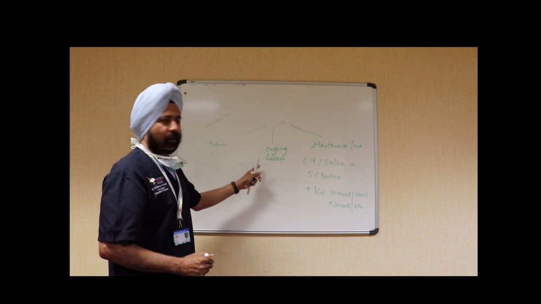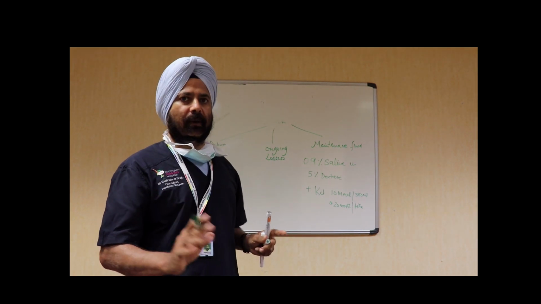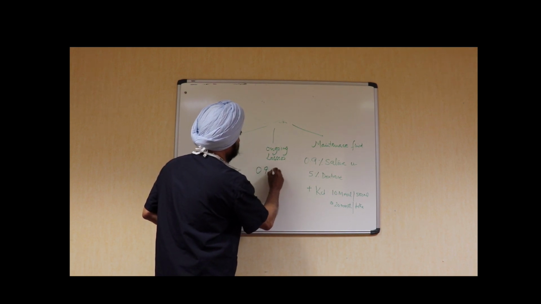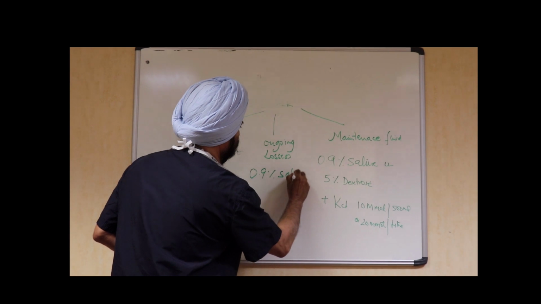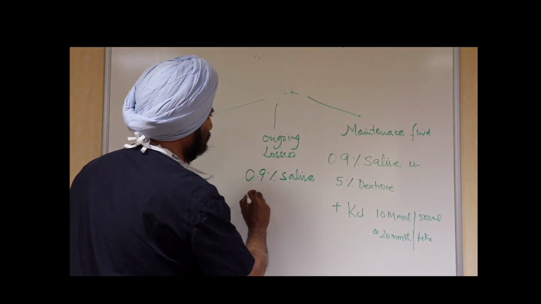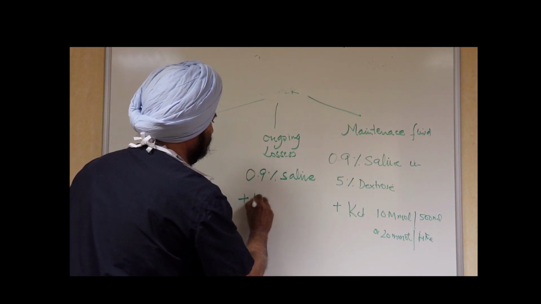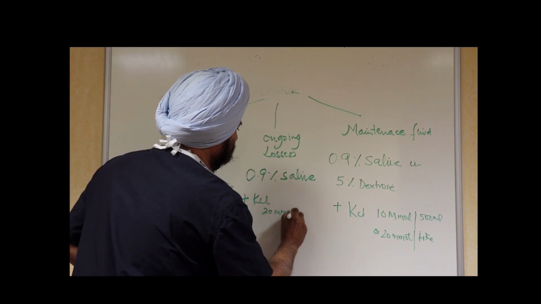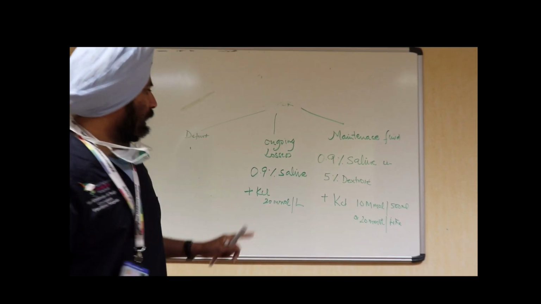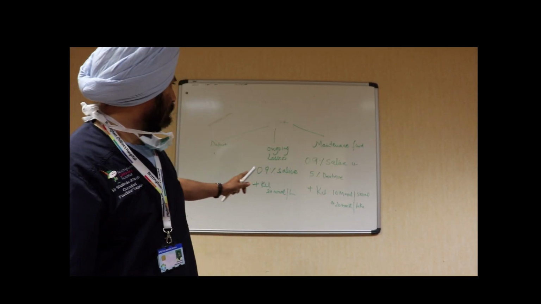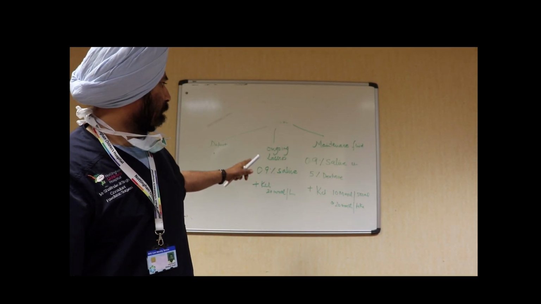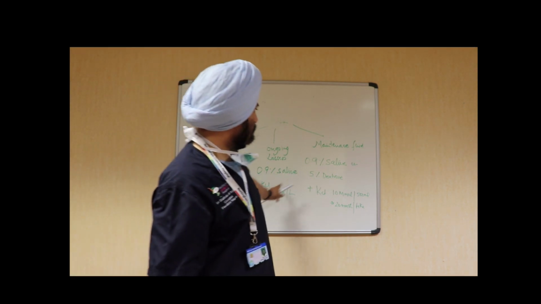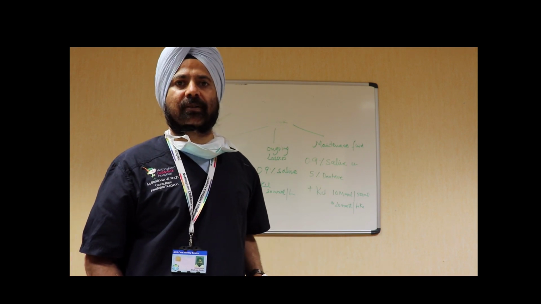Then coming to the ongoing losses. To keep your life simple, ongoing losses are usually covered by 0.9% saline, which is again 1 normal saline, plus KCl, again 20 millimoles per liter. As you can see, in the case of ongoing losses, the fluid does not have dextrose. Otherwise, it is similar to the fluid which is written in the maintenance.